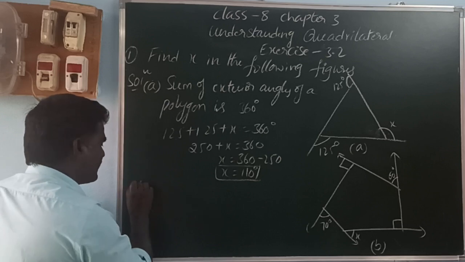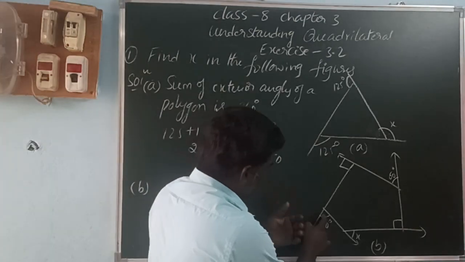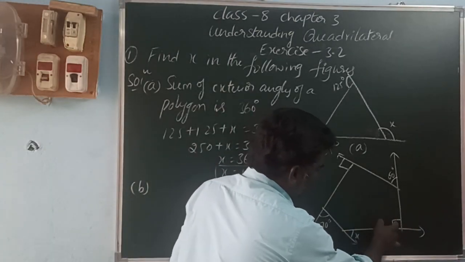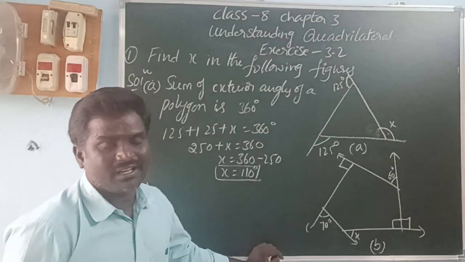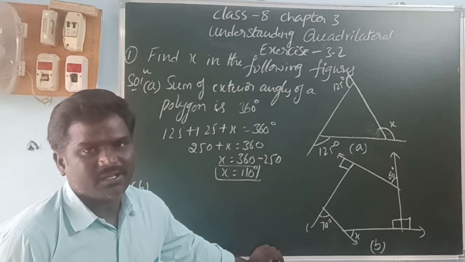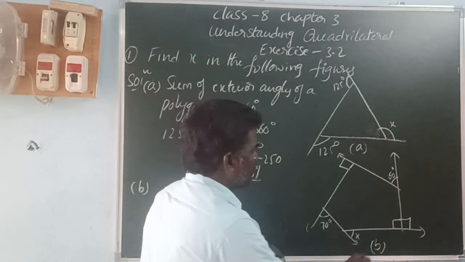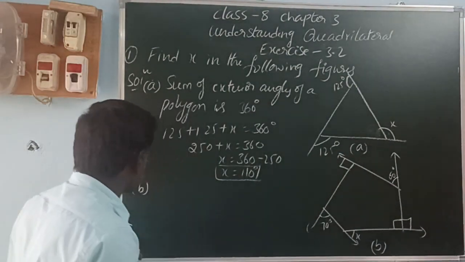Next, in B, it is the same. Here it is an exterior angle. Here the angle is 90, and the outside angle is also how much? 90. Why? Because they are a linear pair. The sum of angles at a point on a line is how much? 180. So it is exterior, and it is exterior.